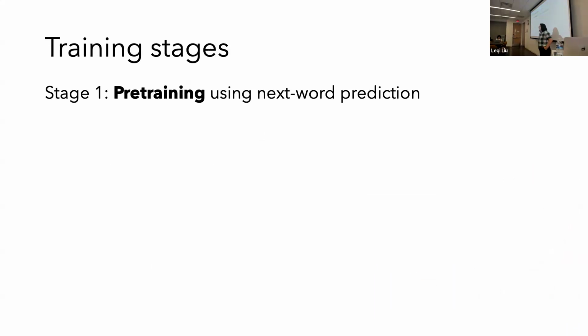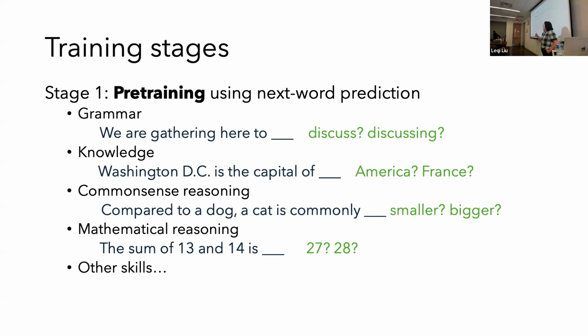The training of these large language models can, at a very high level, be divided into 2 stages, although right now the stages can be even more nuanced. At the very high level, there's this pre-training stage where we get a lot of web data, and we train the model to predict the next token, trying to maximize the likelihood of the next token. So why is this a good idea? It turns out that next token prediction can teach the model multiple skills. For example, when predicting we are gathering here to discuss or discussing, by predicting the correct one, the model is learning something about grammar.